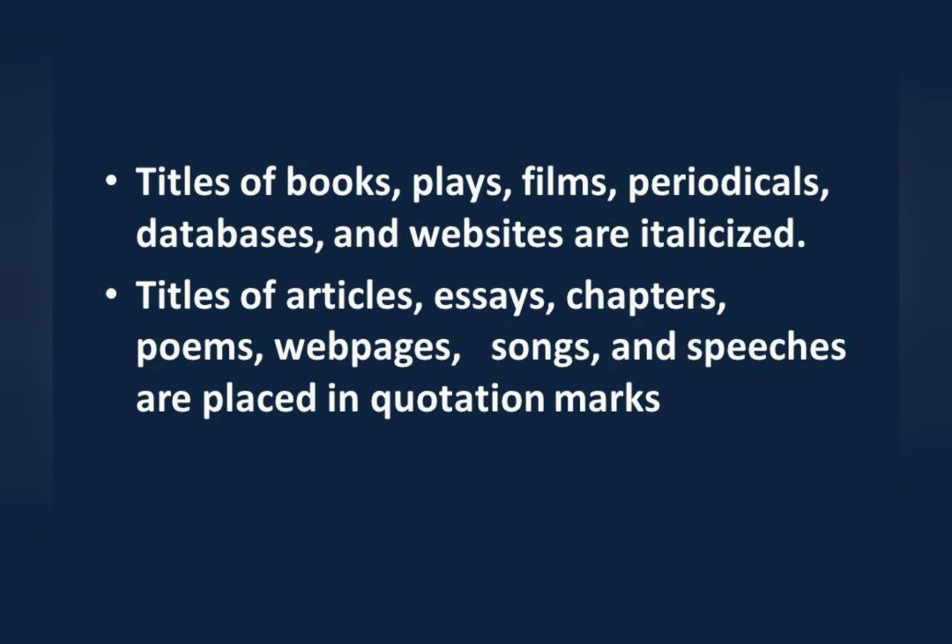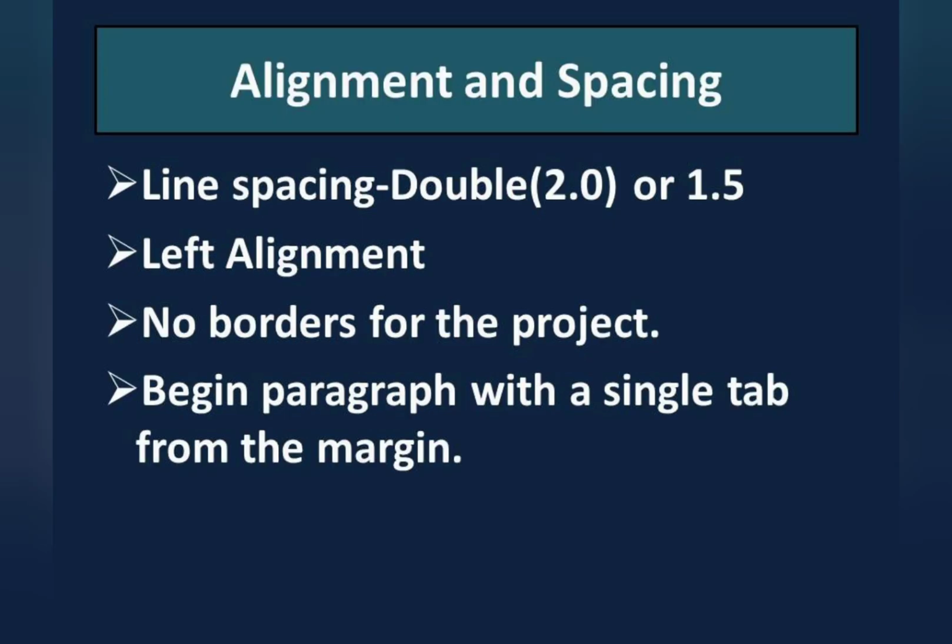Regarding line spacing and alignment, the line spacing is double, that is 2.0 or 1.5. According to the MLA style, here we have 2 options, 2 or 1.5. And according to the advice of your guide, you can opt for either of these 2. About alignment, from the introduction chapter onwards, the alignment we have to follow is left alignment, and there are no borders for our project. About the paragraphs, we can start the paragraph after giving a single tab from the margin.